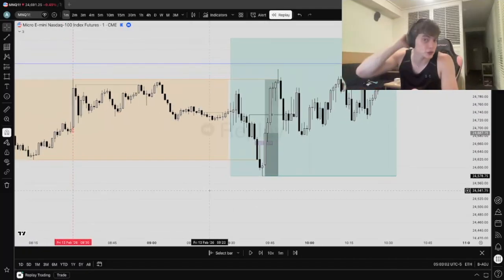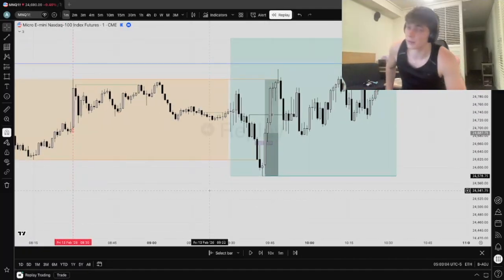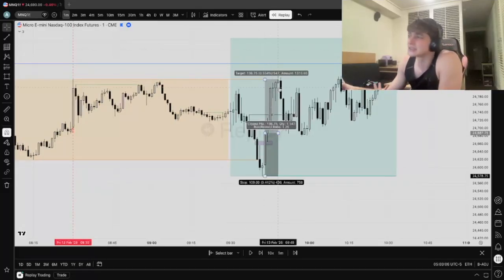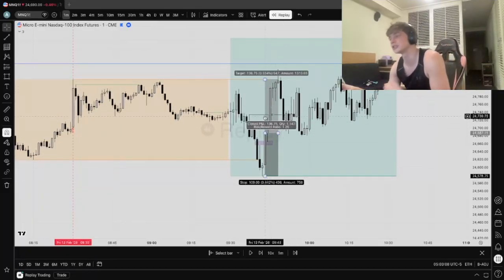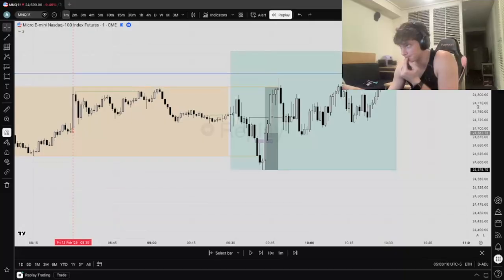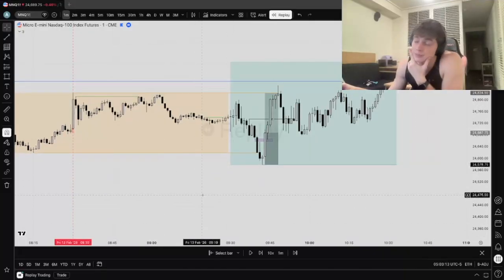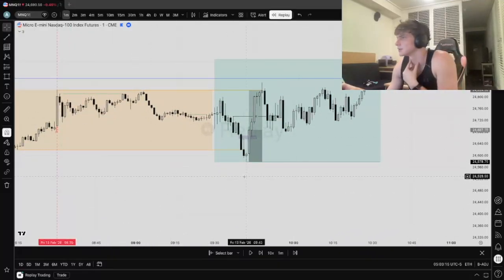Data wick is already such a strong draw on liquidity, but matched with an equal high and low resistance liquidity, super clean inversion, like this couldn't be more A+. Actually, it could. If the bias was bullish, this would have been way more A+.